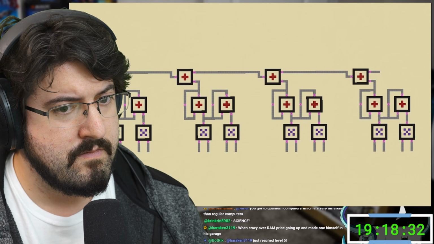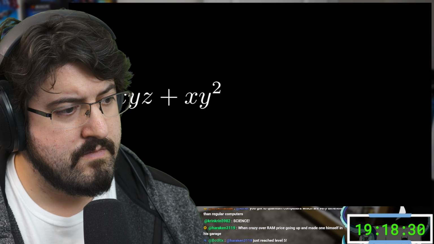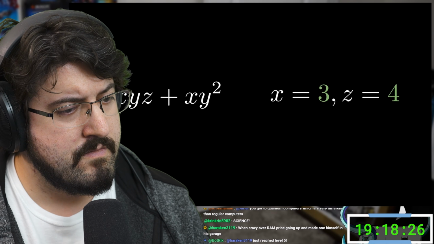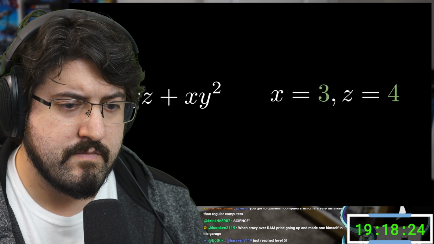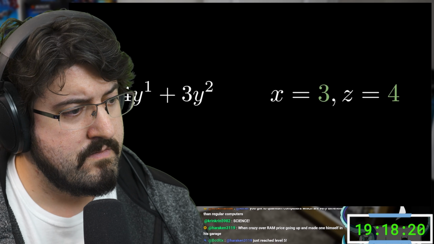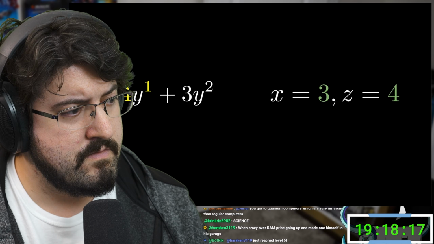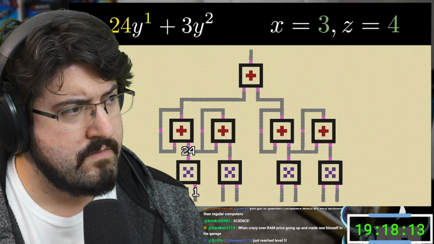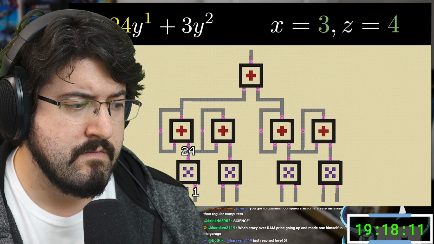Putting this all together, say the polynomial is 2xyz plus xy squared, and the column you want to generate the values for is at x equals 3, z equals 4. First, plug in x and z, and do some initial multiplications to figure out what the constants are. The first term's y degree is 1, and the constant is 24, so I'll use a single accumulator and multiply its start values by 24.